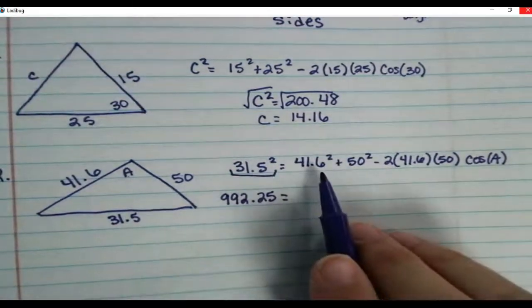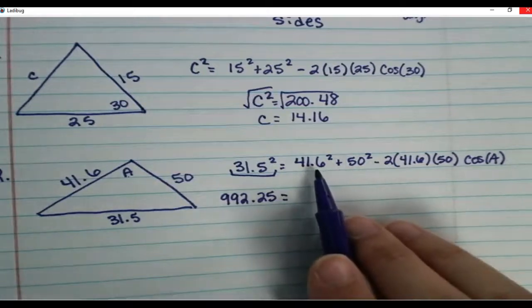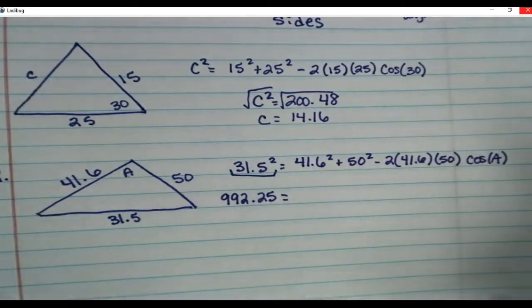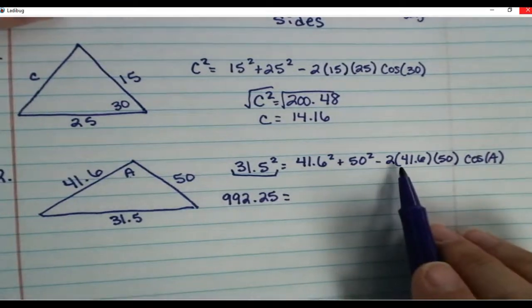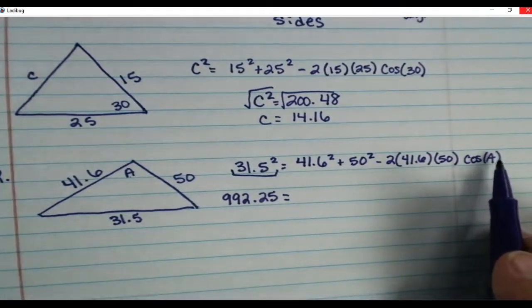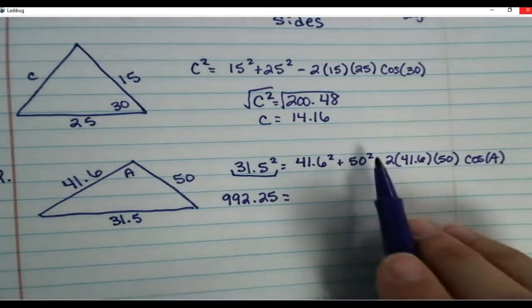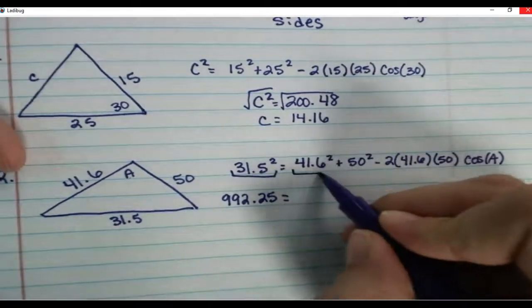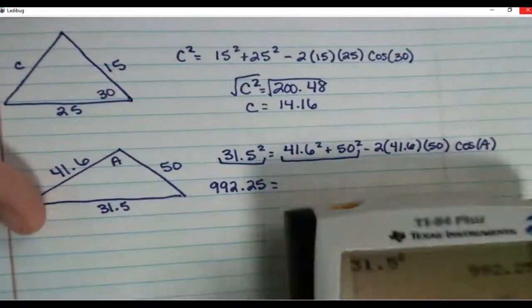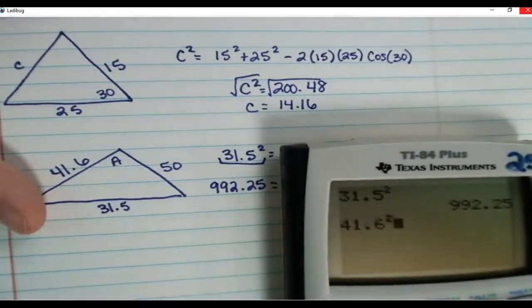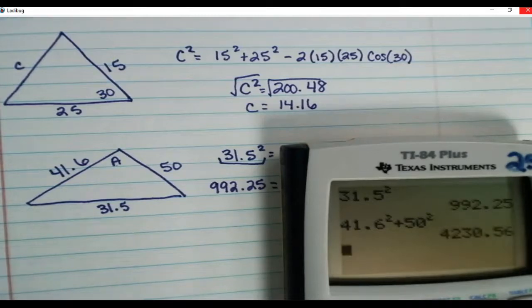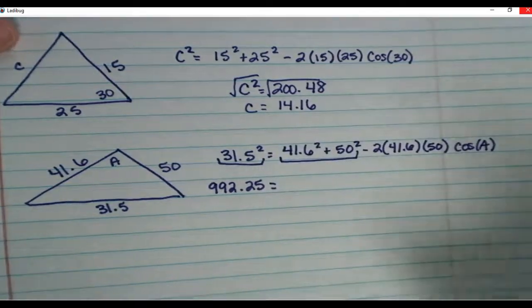And so I have adding and I have subtracting. Well, if I look at 41.6 squared and 50 squared, those are like terms, so I can add those together. But if I look at this subtracting, it's 2 times all of this cosine of A. Well, those aren't like terms because this side has an A, these two don't. So my next piece is just the adding with the squares, okay? So 41.6 squared plus 50 squared. And that gives us 4,230.56.